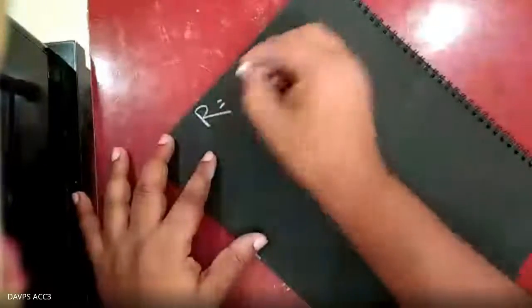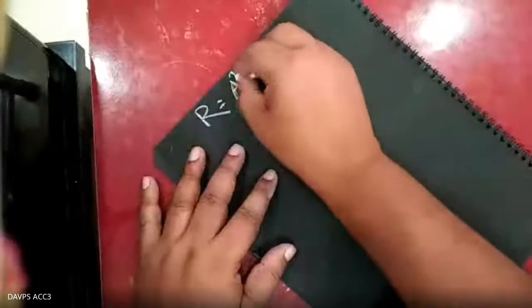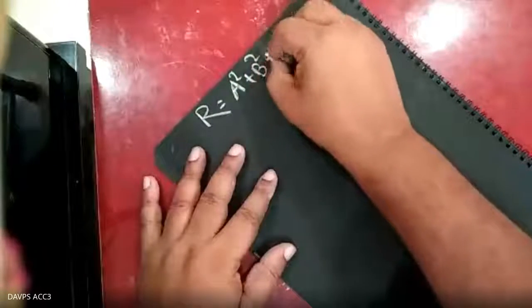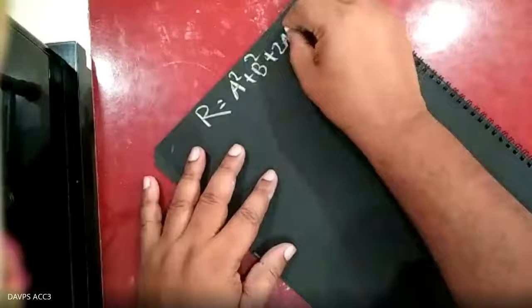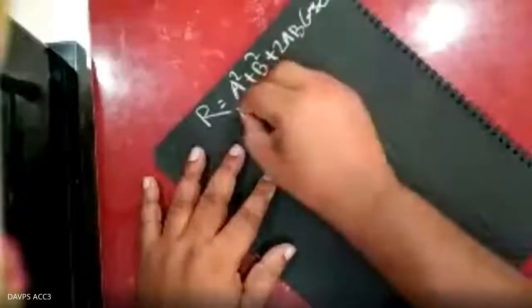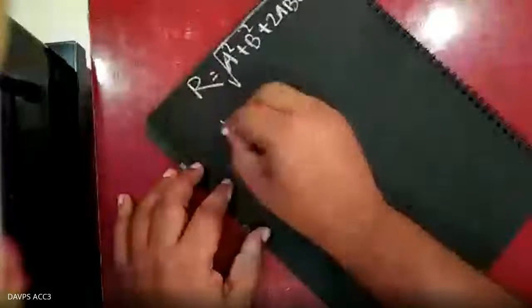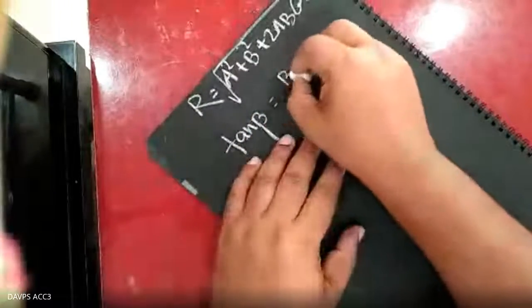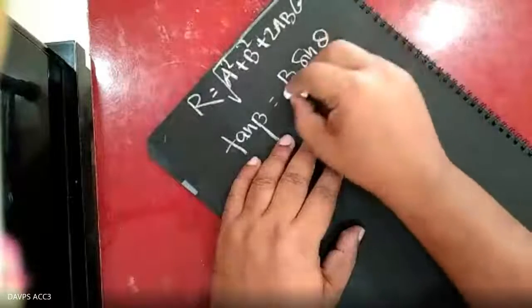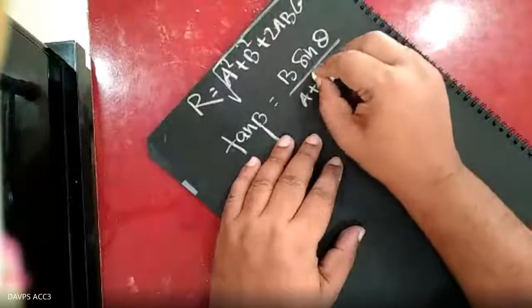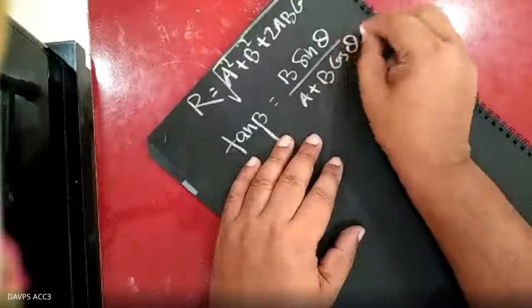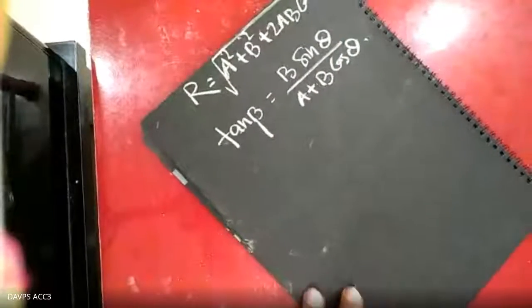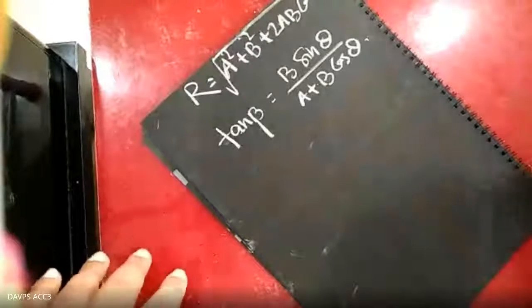Then you are finding R equal to A square plus B square plus 2AB cos theta under root, and what will be the tan beta? Same manner. Tan beta you are finding, that is B sin theta by A plus B cos theta. So this is all about your parallelogram law of vector addition.